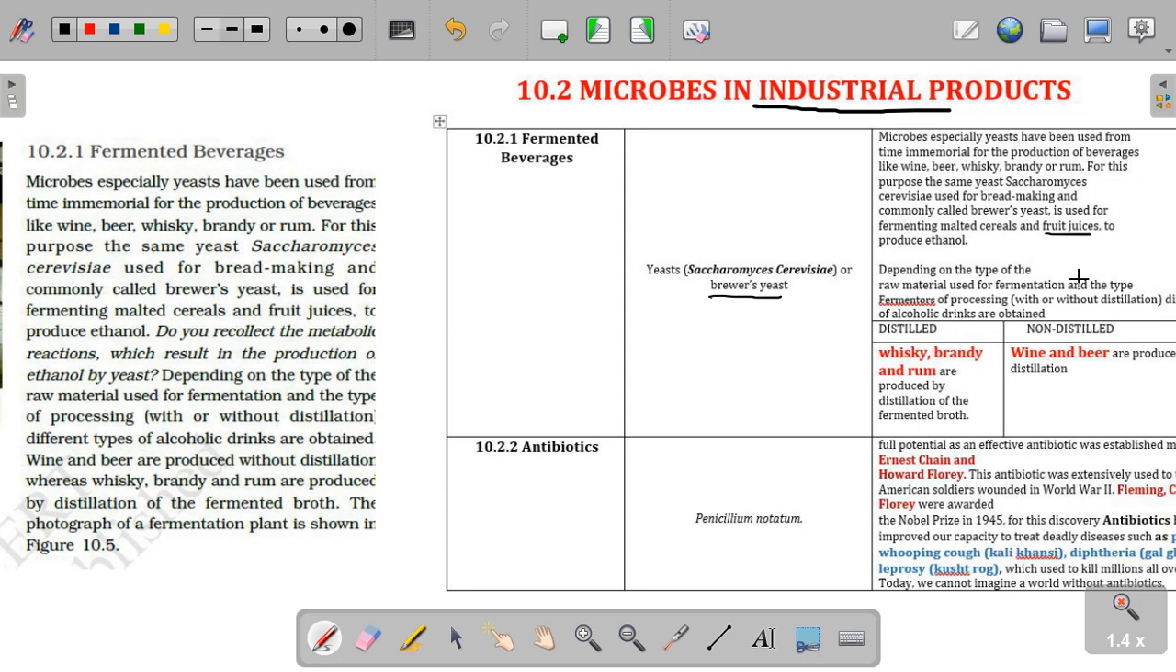Look here, there are two types of alcohol beverages that can be formed. One is called distilled and another one is non-distilled. What is the distillation process? Distillation is a process in which alcohol is separated from the water by condensation. Again, after separating, that alcohol is made into water or liquid form. So some products are formed by distillation. What are those? Whiskey, brandy, and rum. And some of them are formed without distillation, that is wine and beer.